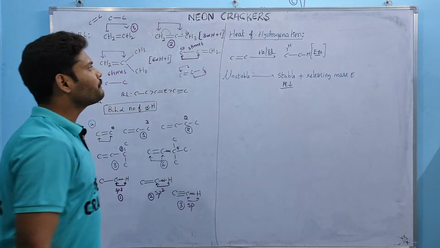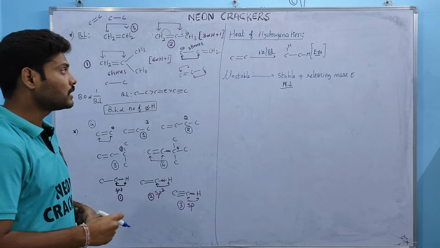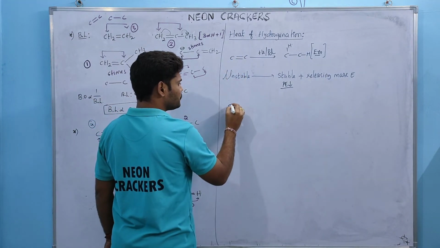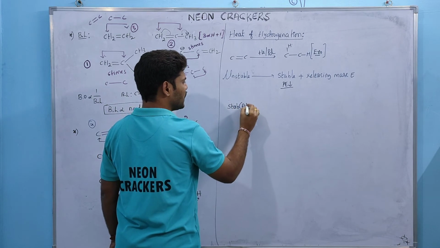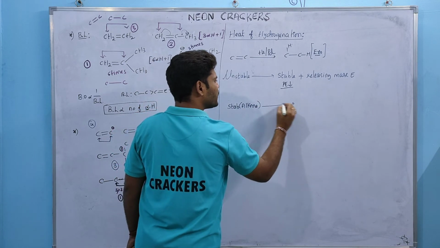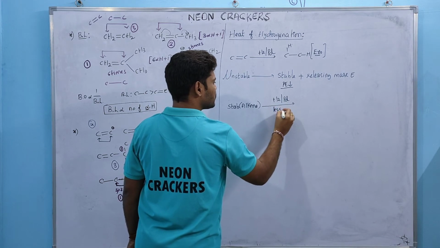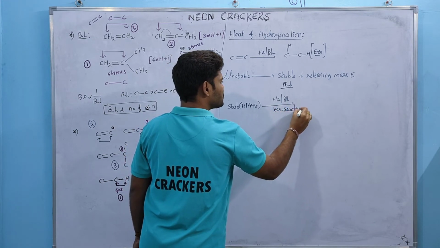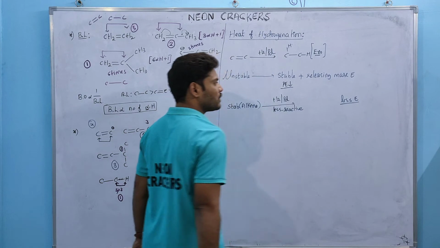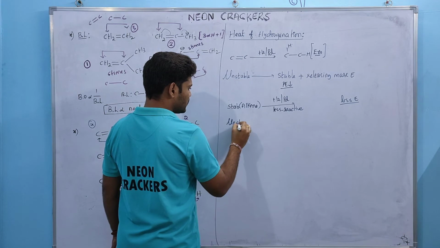So here, what factor do we have to consider? Heat of hydrogenation. What factor? Stability of alkene. If the alkene is stable, then the hydrogenation reaction is less reactive, and if it is less reactive, the amount of energy liberated to the surroundings is also less.